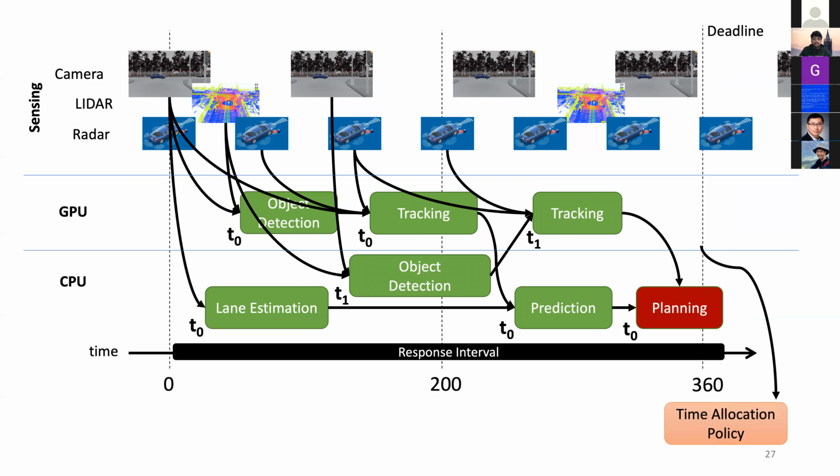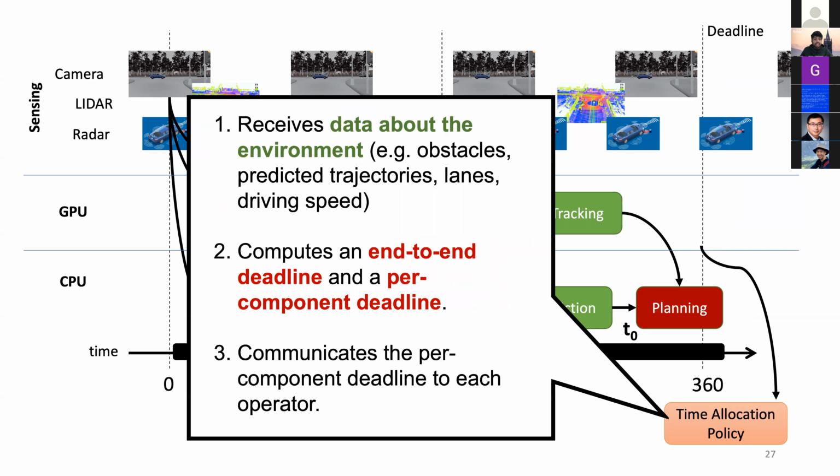Let's look at what happens if a vehicle needs to reduce its end-to-end response time as a reaction to either the environment or the driving speed. To do that, ERDOS requires developers to define a time allocation policy that receives data about the environment, for example, the obstacles, the predicted trajectories, the lanes, and the driving speed of the vehicle, and it then uses this policy to compute both an end-to-end deadline for the pipeline and a per component deadline for each module of the pipeline. This per component deadline is then communicated to each of the operators, and we assume that operators are well behaved and do their best to achieve the allocated deadline.